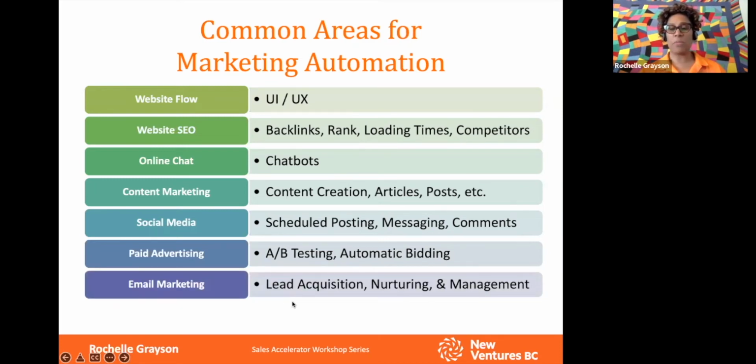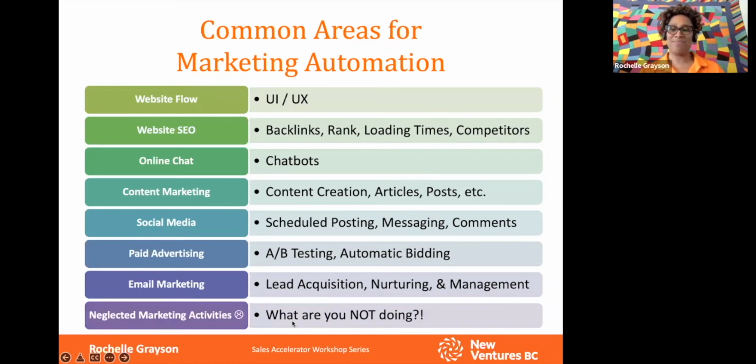Email marketing is probably the most obvious one that a lot of people immediately think about when they think of marketing automation. This is around lead acquisition, email sequences, things along those lines that can really help get leads, nurture them, and hopefully do a lot of lead management around that. But email marketing by no means is the only one, though it probably is the one that most people think about when they first think of marketing automation.